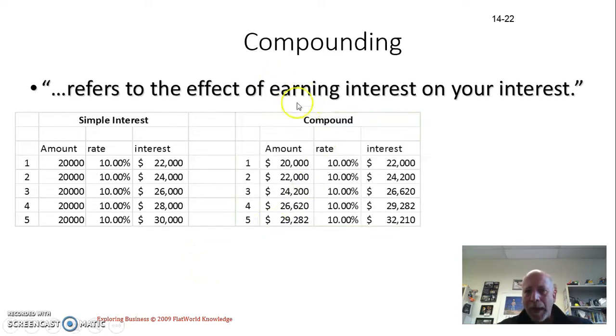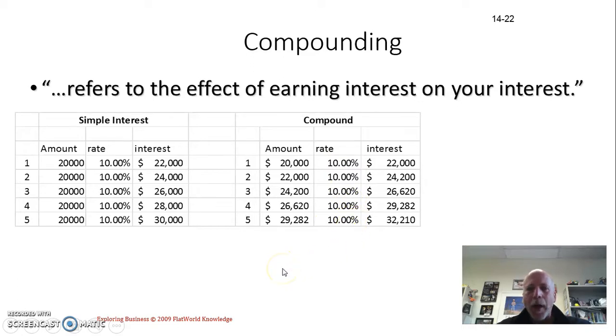But if we have compound interest, which means interest is paid on the interest, we go from 20 to 22. Then the 22 gets interest, which takes us to 24,200, then 24,200 to 26,000, etc. And you can see that at the end of the 5 years, we are almost 10% greater. Why? We're earning interest on our interest.